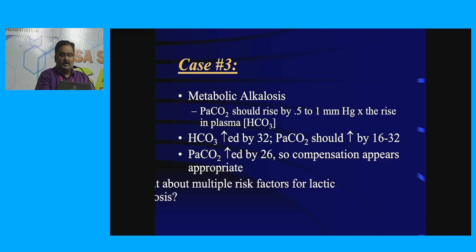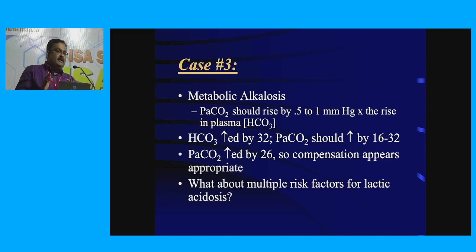But you have multiple risk factors for lactic acidosis, and that is not being shown on the ABG. So what will you do? Anion gap. Delta gap. So you will check the anion gap to find out whether there is a metabolic acidosis, because from history you have decided this patient has metabolic acidosis.